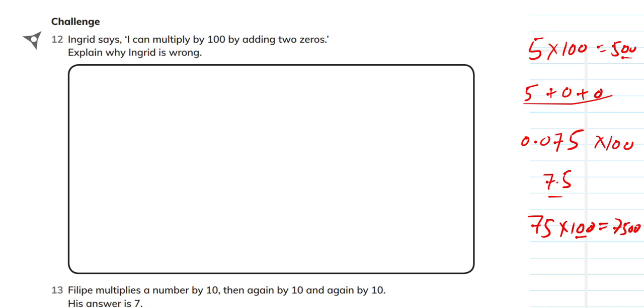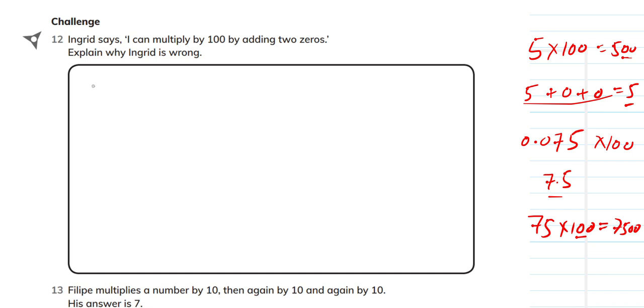Sir, how does 5 plus 0 equal 5? It has to be 5, yes. This is one way of adding two zeros, but this is a more realistic approach according to the topic. So we can say, explain why Ingrid is wrong.